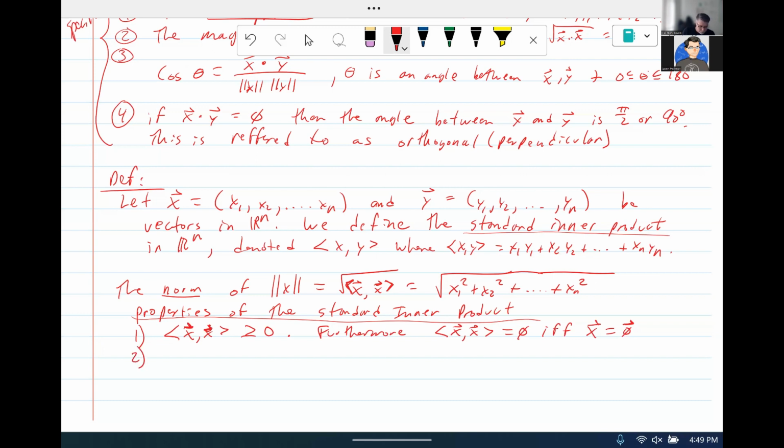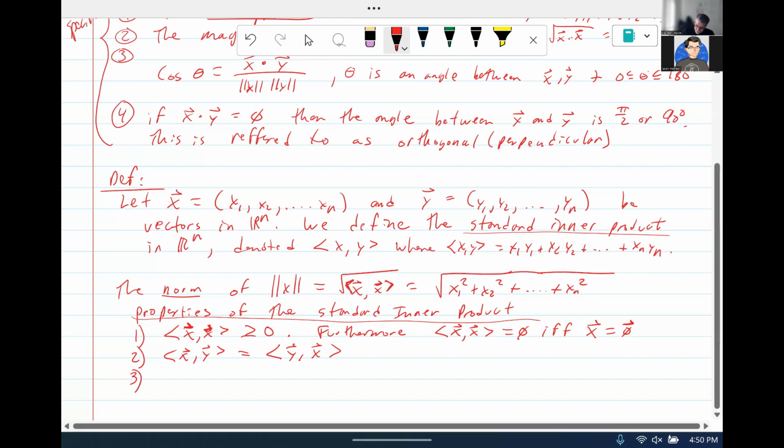2. The inner product of x with y is equal to the inner product of y with x. So the inner product is commutative.